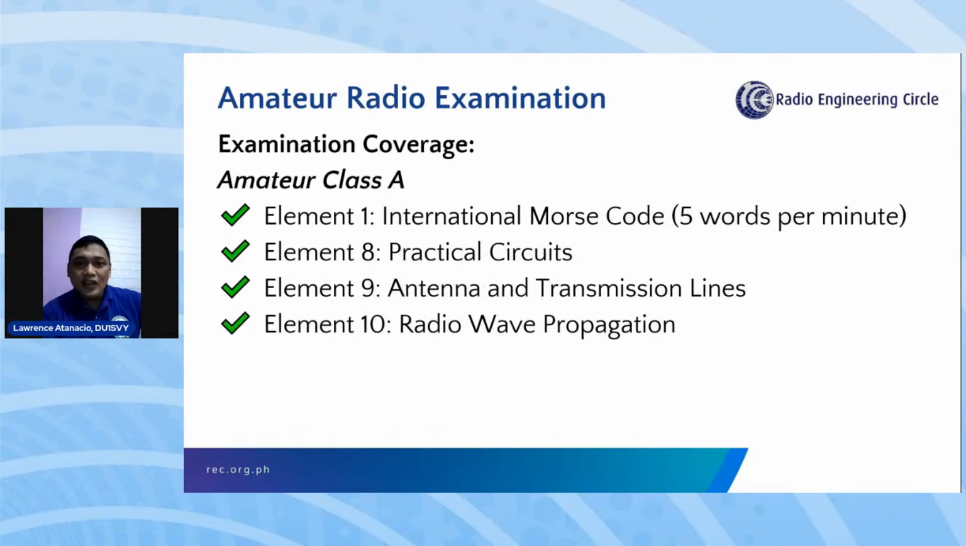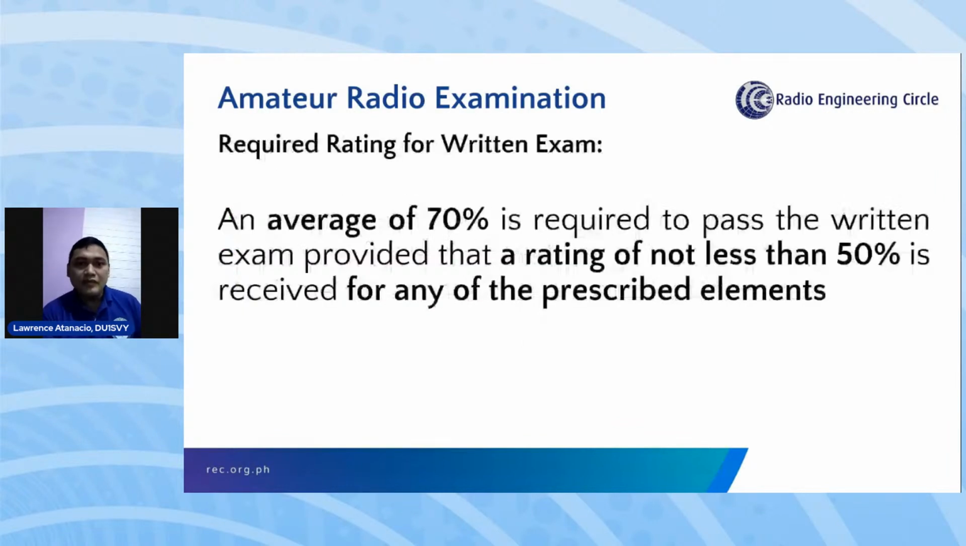For amateur Class A, the requirements are element 1, international Morse code or the 5 words per minute CW examination. Element 8, practical circuits. Element 9, antenna and transmission lines. And element 10, radio wave propagation. Next slide.